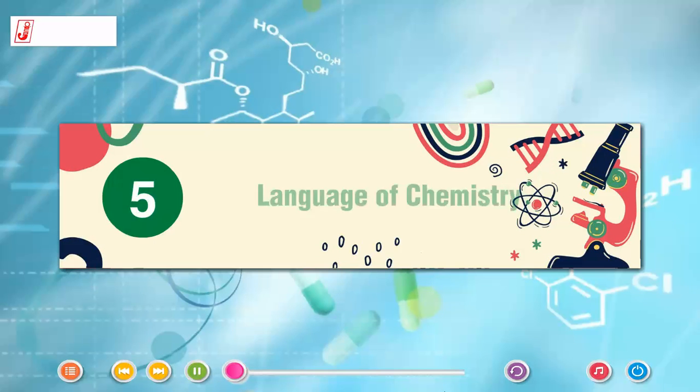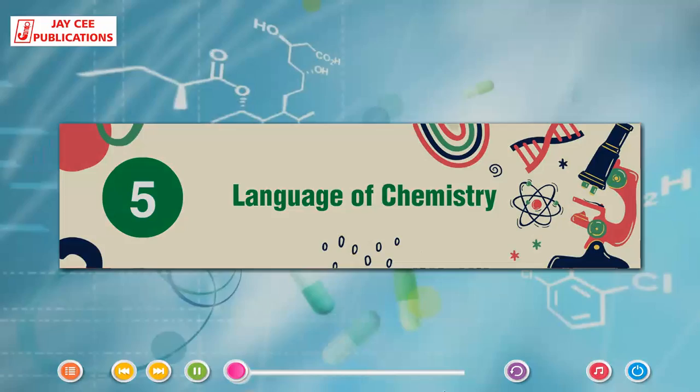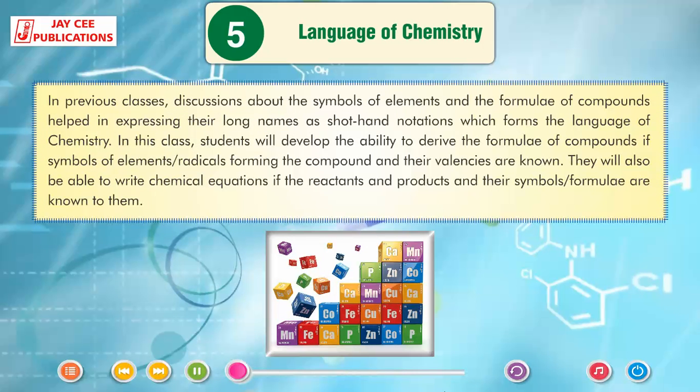Chapter 5: Language of Chemistry. In previous classes, discussions about the symbols of elements and the formula of compounds helped in expressing their long names as shorthand notations, which forms the language of chemistry.